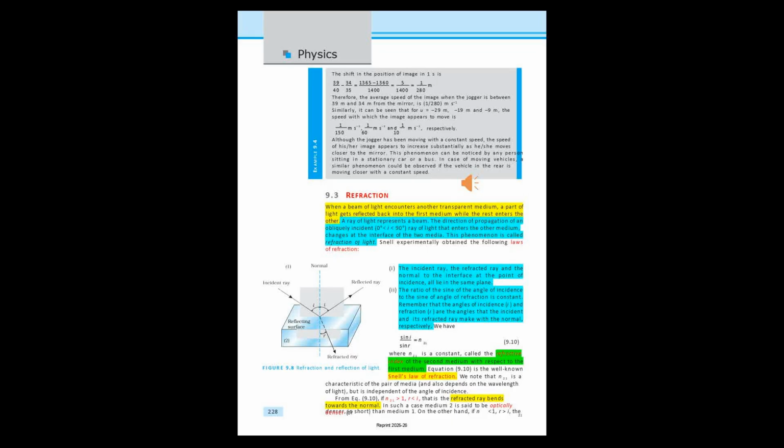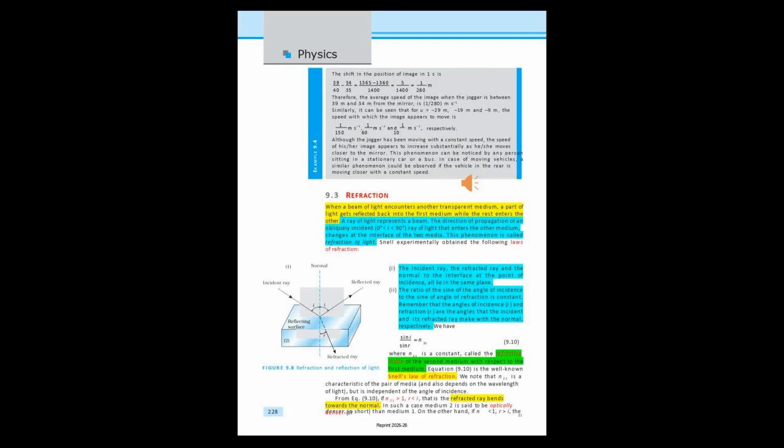Snell experimentally obtained the following laws of refraction. The incident ray, the refracted ray and the normal to the interface at the point of incidence, all lie in the same plane. The ratio of the sine of the angle of incidence to the sine of angle of refraction is constant. Remember that the angles of incidence, i, and refraction, r, are the angles that the incident and its refracted ray make with the normal, respectively.